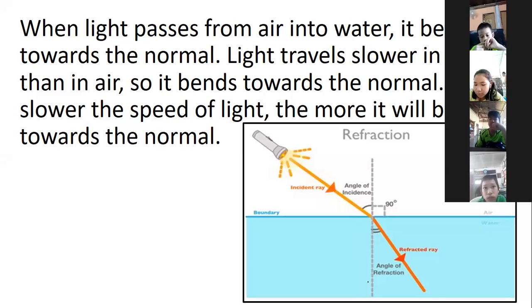When light passes from air into water, it bends toward the normal. Light travels slower in water than in air, so it bends toward the normal. The slower the speed of light, the more it will bend toward the normal.